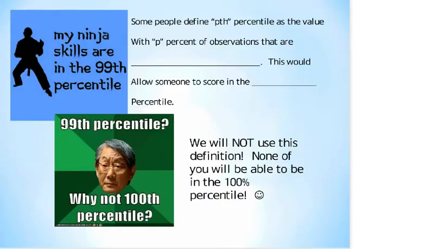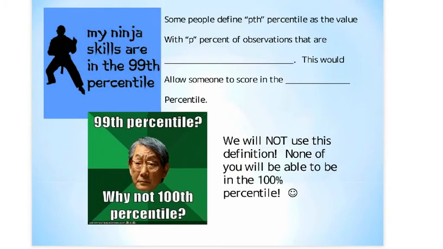So what about this 100th percentile thing? Well, sometimes people define the pth percentile as the value with p percent of observations that are less than or equal to. So in other words, this would allow someone to score in the 100th percentile. But we will not use this definition. So I'm sorry, children, but none of you will ever be able to be in the 100th percentile.